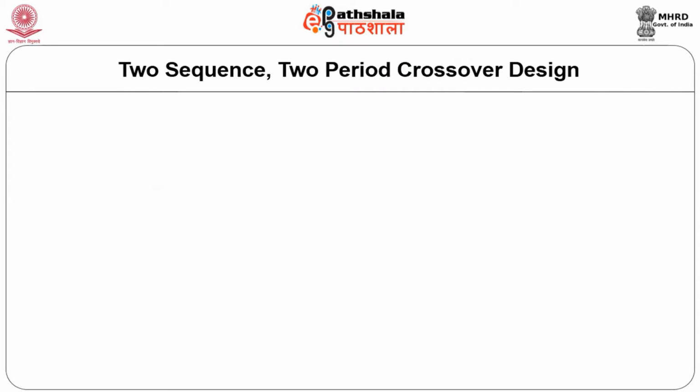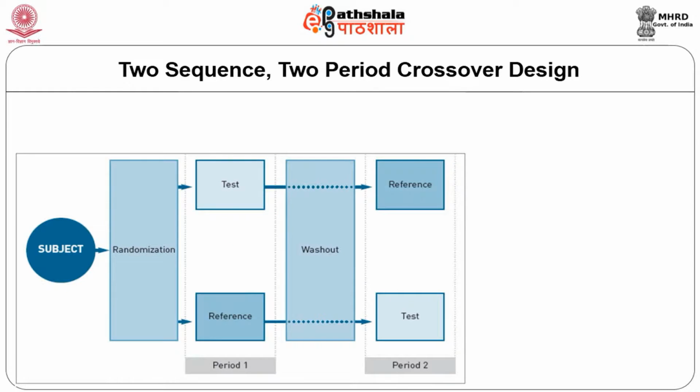Now we are going to talk about the two sequence, two period crossover design. Initially, the subjects are randomized and allocated to the test group and the reference group. After the conduct of the experiment for a week, 2 weeks or 3 weeks as set by the scientist, we take the readings of the test group and the reference group, and we wait for some time for the washout, where the effect of the drug, therapy or intervention is removed. Again we swap the test to reference and reference to test, and conduct the experiment for a week, 2 weeks or 3 weeks as suggested by the scientist, and finally we measure the values and estimate the results.